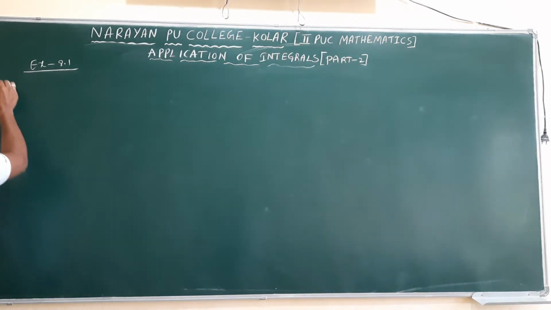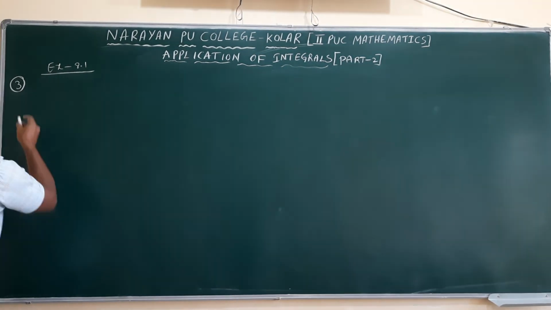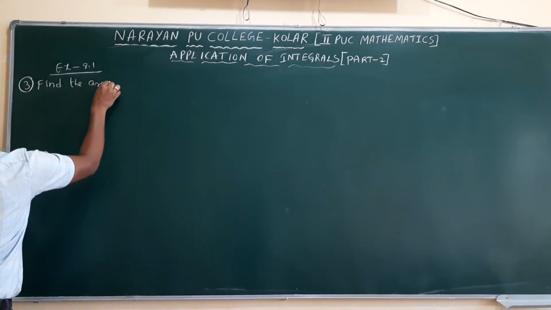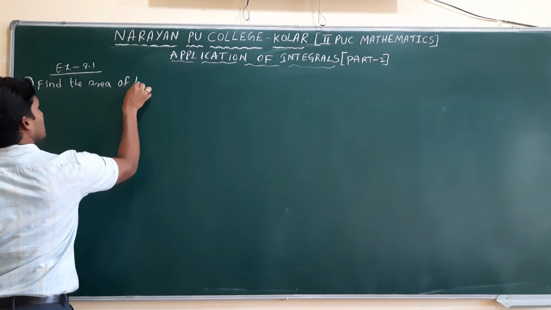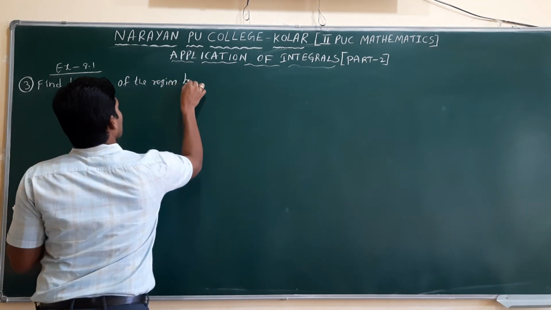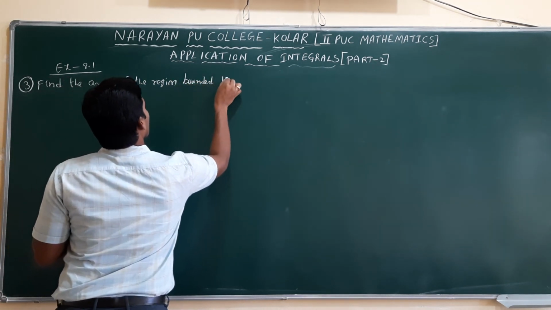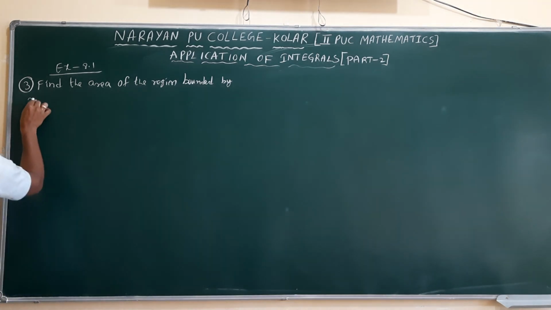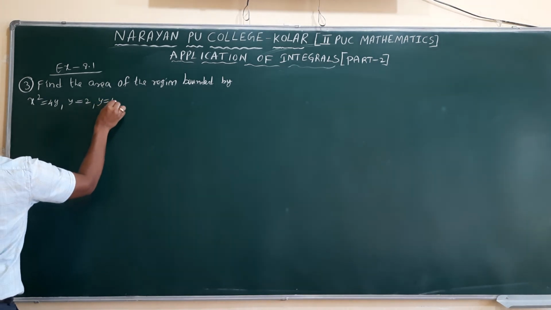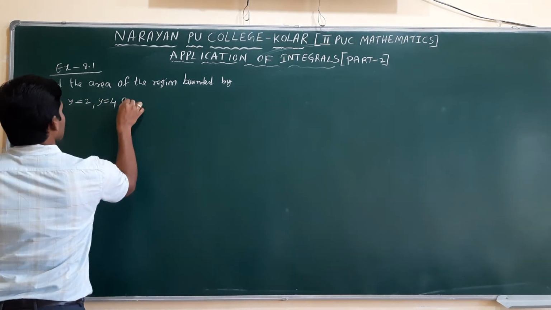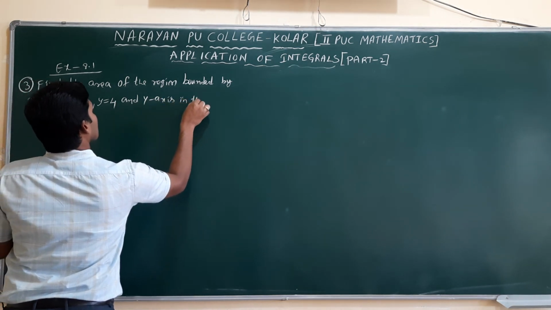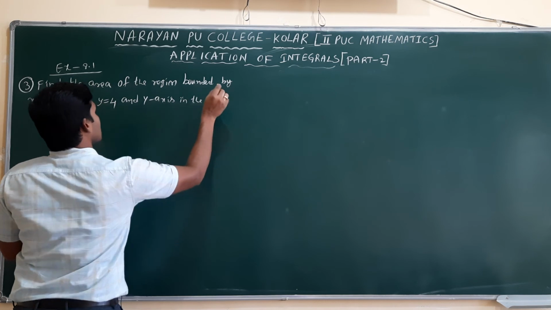Next, question number 3. Find the area of the region bounded by x square equal to 4y, y equal to 2, y equal to 4 and the y axis in the first quadrant.